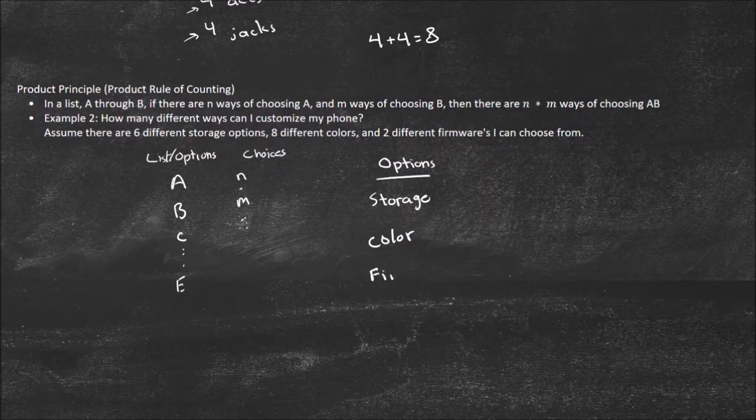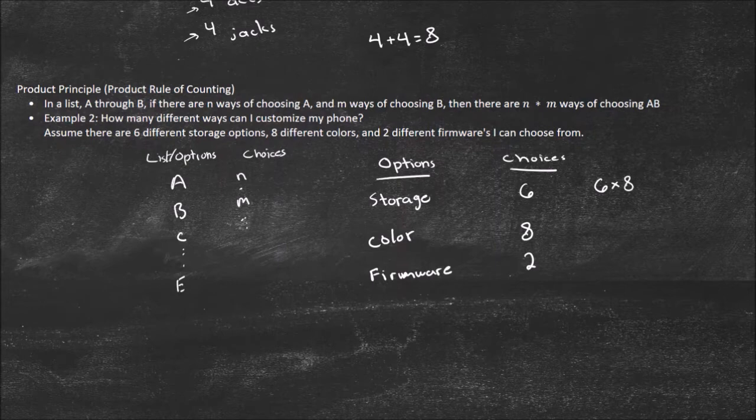So now how many choices do I have for each one? Okay, so now how many choices? Well, for my storage I have 6 different choices. For my color I have 8, and for my firmware I have 2. So what you do is, you have 6 different ways to choose the storage, so we get 6 times, and now you have 8 different ways to choose a color.